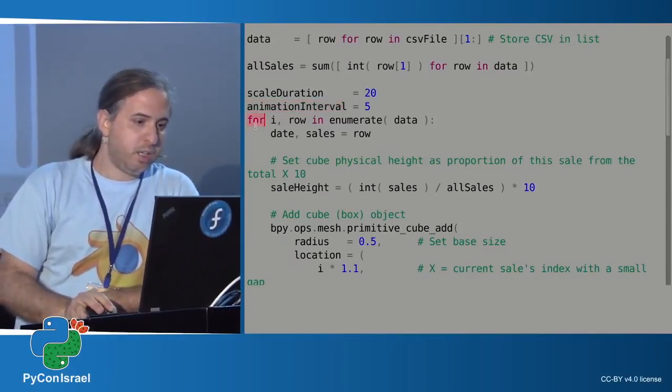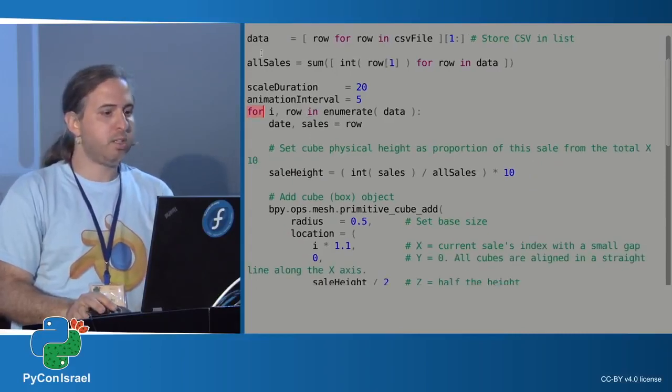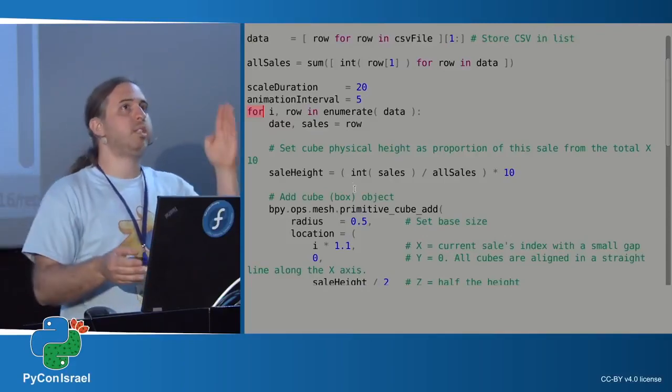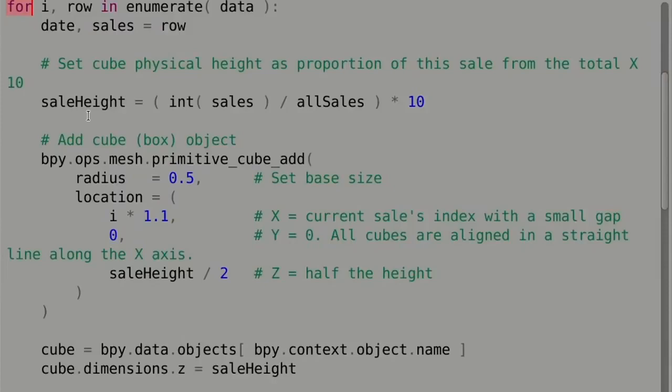Okay, so that's this value. And then we just iterate over each row in this list, where each row has a date and then an integer sale value. For each one, we have a sale height, which is the height of the cube that we're going to generate here in a second. What we're doing is dividing the current sale by the all sales sum. This is just a simple way to normalize this value so we can have relatively easy to see differences between the different bars.